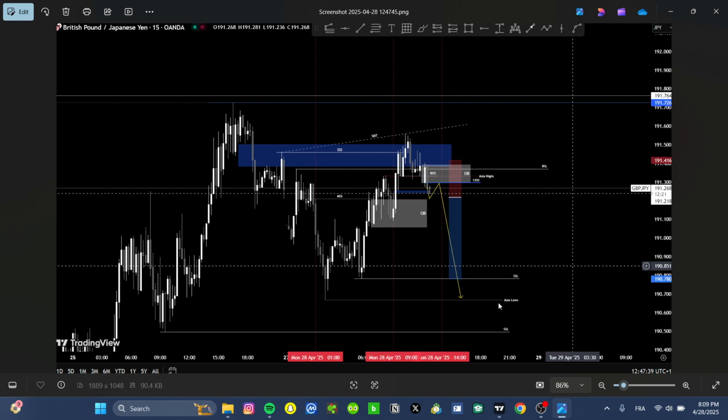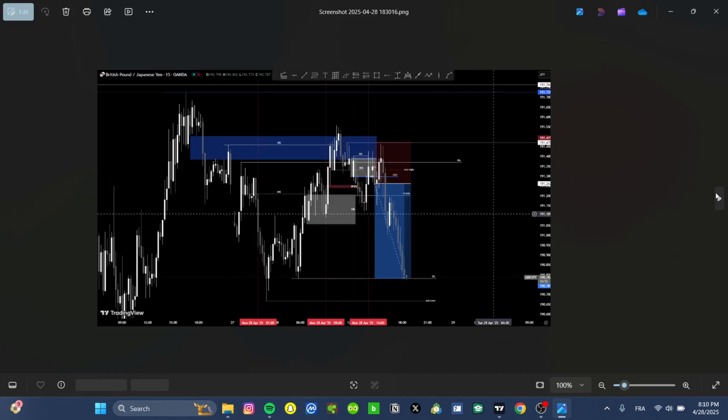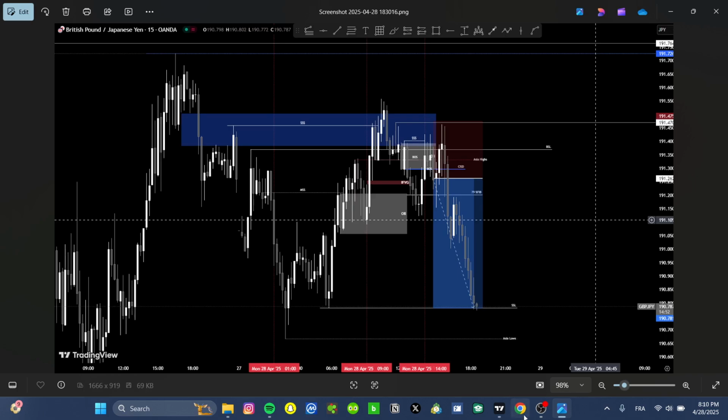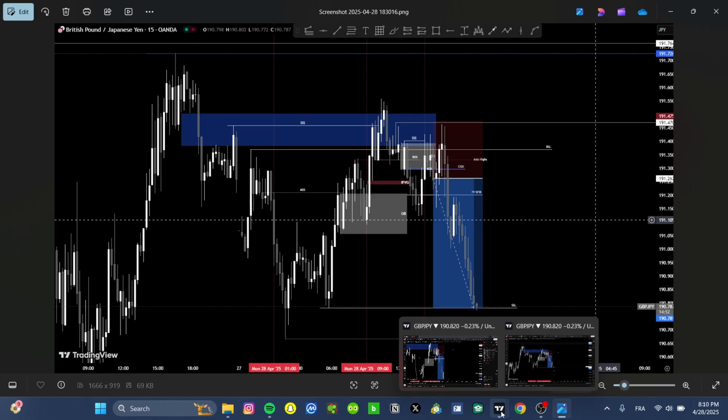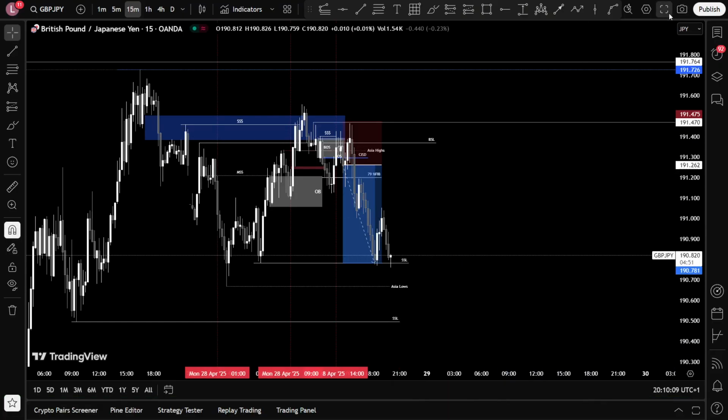I didn't want to target the Asian session lows because the overall trend, the daily and the 4-hour trend, are bullish, and I don't want to risk too much on this trade. So it will be a good setup to target these sell side liquidities. And after that, what happened? Boom. Literally to the bottom. And I'm going to explain it now even more.